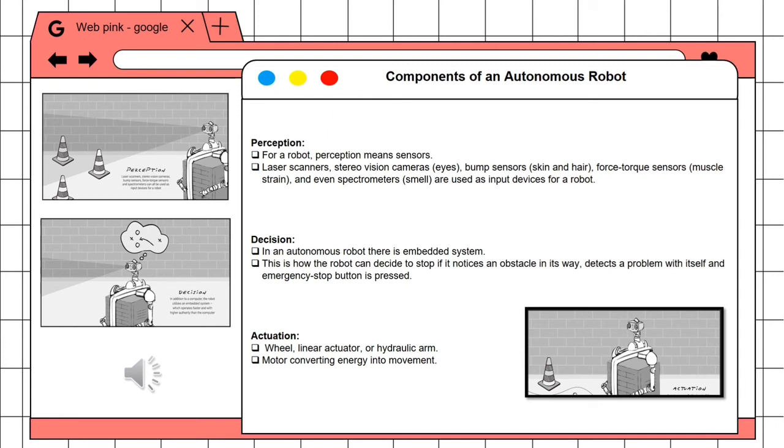The third one is actuation. People have actuators called muscles. They take all kinds of shapes and perform all kinds of functions, from grabbing a cup of coffee to beating our heart and pumping blood. Robots can have all kinds of actuators too, such as wheels, linear actuators, or a hydraulic arm. There is always a motor converting energy into movement.